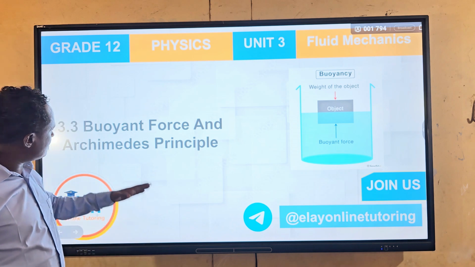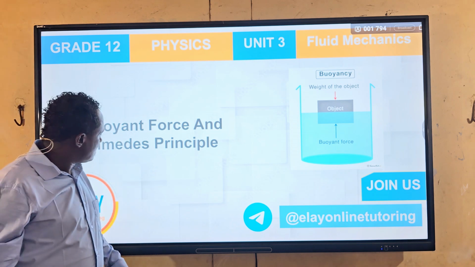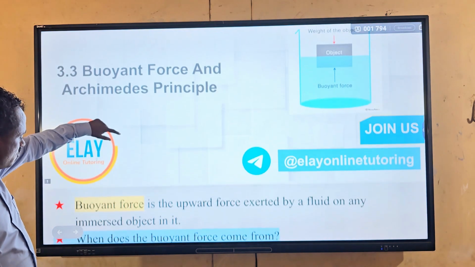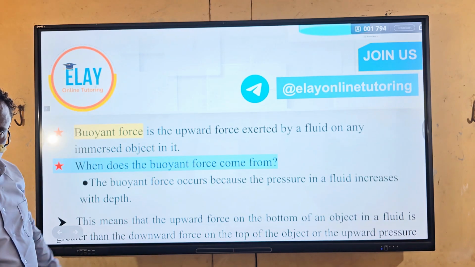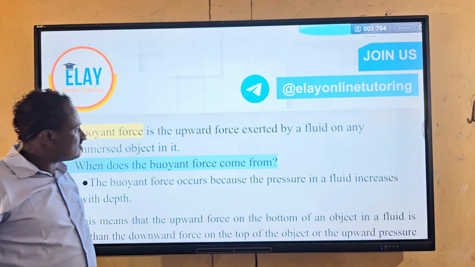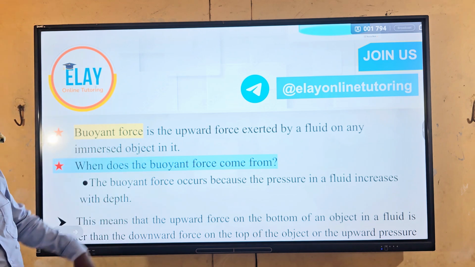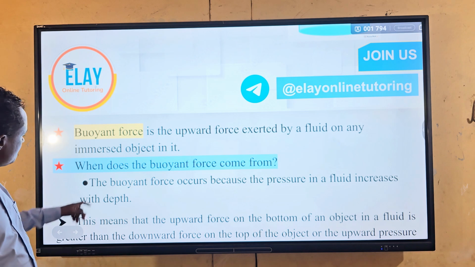And now we start the lesson: buoyant forces and Archimedes' principle. What is the buoyant force? It is the force exerted by fluids on solid objects that are immersed or submerged in them. The buoyant force is the upward force exerted by a fluid on any object immersed in it, that is, in the fluid.